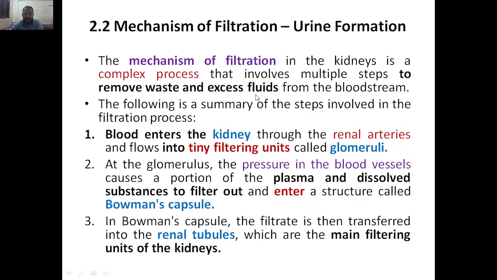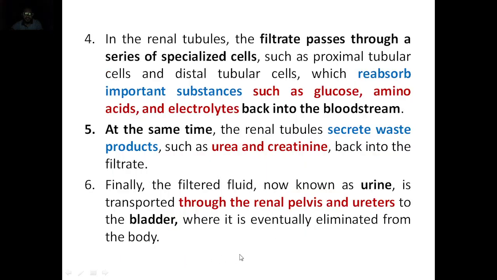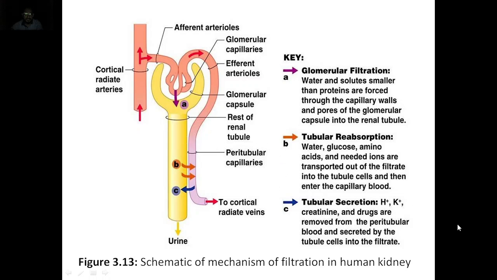So that image you can use for this also. So in Bowman's capsule, the filtrate is then transferred to the renal tubules, which are the main filtering units of the kidneys. So this is where you can see the glomerular capsule, or you can say the Bowman's capsule.